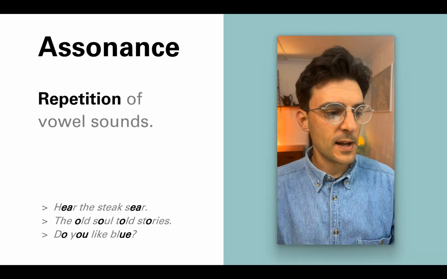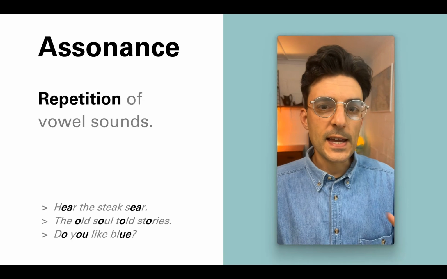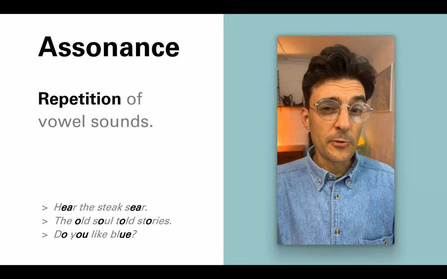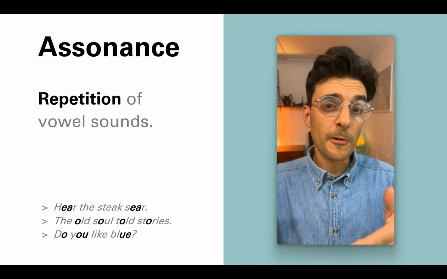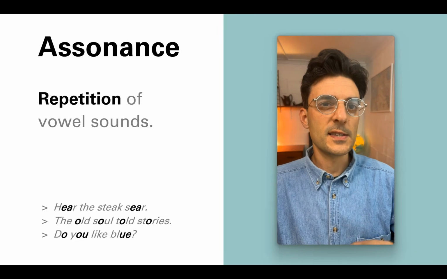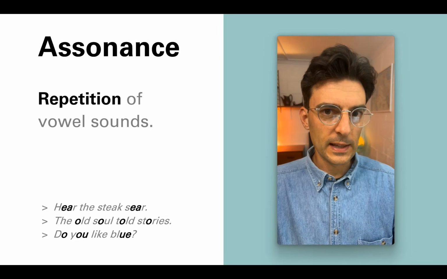Let's look at three examples. Here, the steak, sear. Here we've got here and sear. They rhyme. We have this repetition of the vowel sounds in here and sear. It gives the sentence a nice flow, a nice feeling.